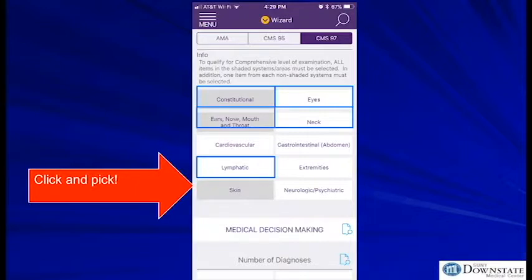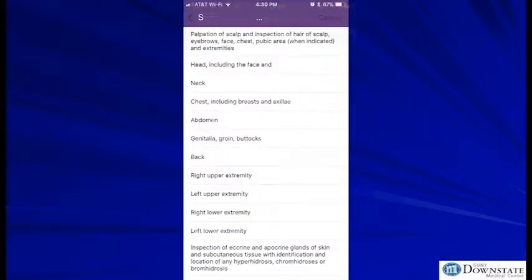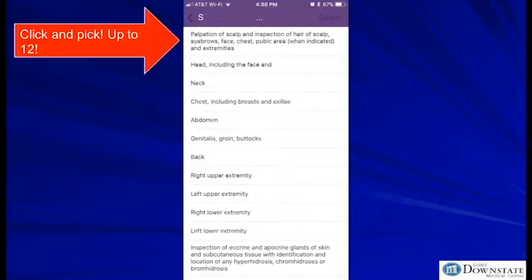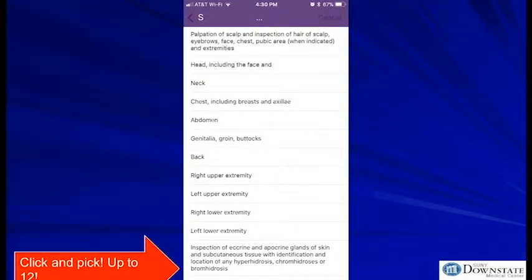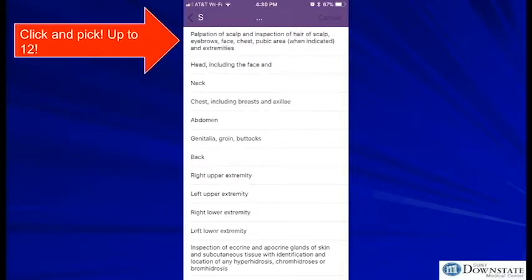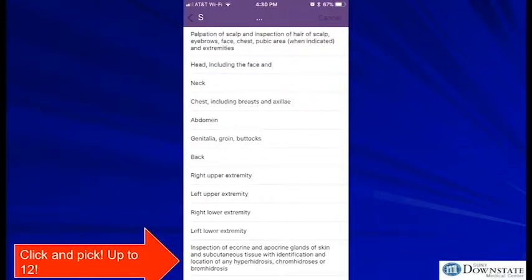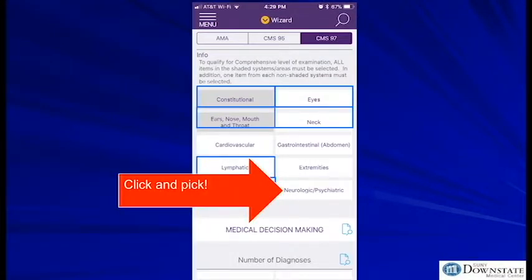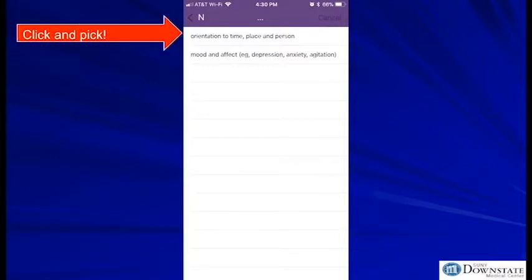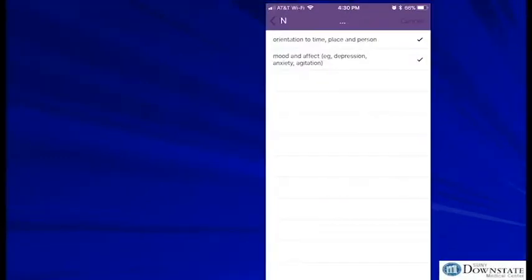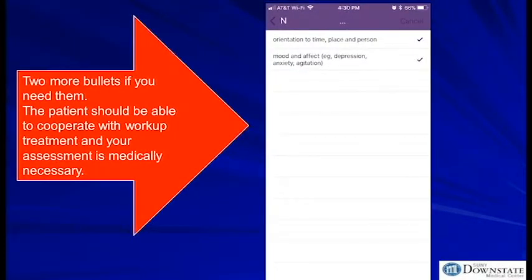Next, we'll go on to the skin examination. The skin examination breaks down the body into a number of areas, and each of these is a separate bullet point. So you can click and pick up to 12 of these if it's medically necessary and relevant. So in this case, we could also do the neuropsychiatric. We have our two choices here for the psychiatric overview, orientation to time, place, and person, and the mood and affect. Why are these relevant to us as dermatologists? Well, the patient should be able to cooperate with the workup and the treatment and the assessment that's medically necessary. It is not unreasonable to know that your patient is still with it and is functional and can participate in their own care. Now we go back to the skin.